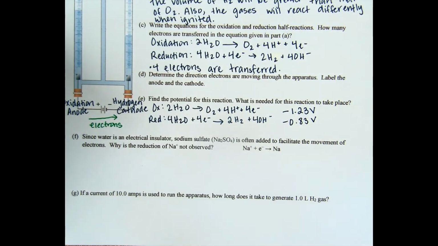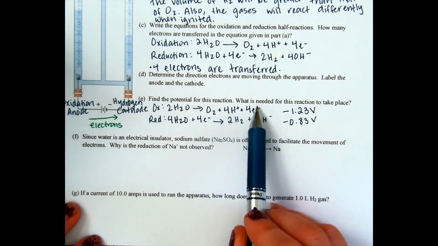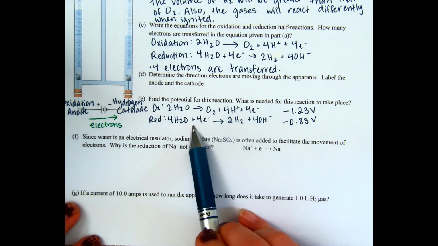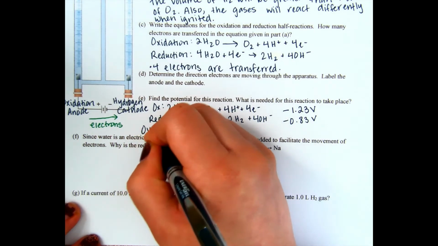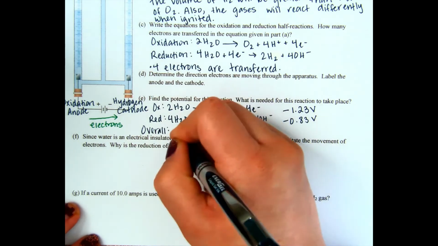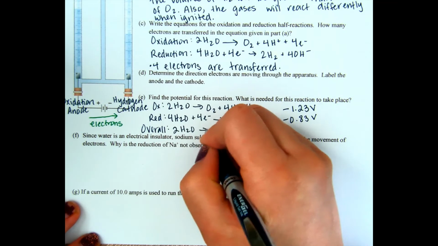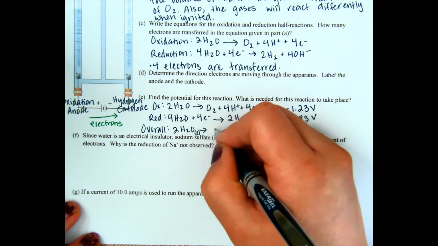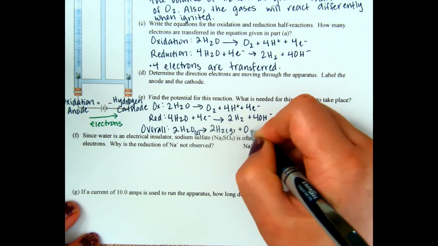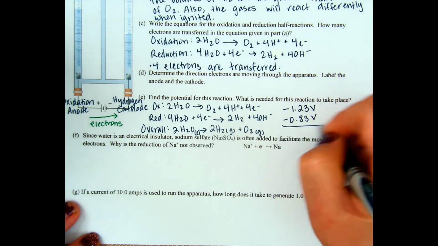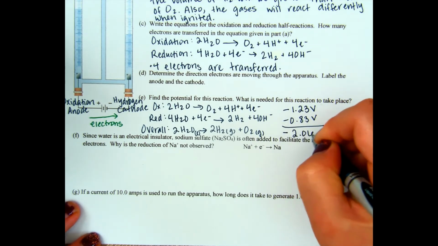Okay, so my overall reaction here, canceling anything that cancels out, we're going to be losing our electrons there. They are the same on both sides. And we'll just go ahead and write our overall reaction. 2H2O, and that's our liquid, yields 2 H2 gas plus O2 gas. And overall, negative plus another negative is negative 2.06 volts.